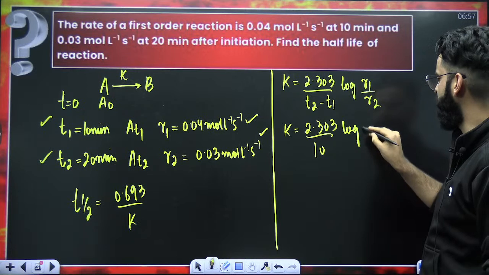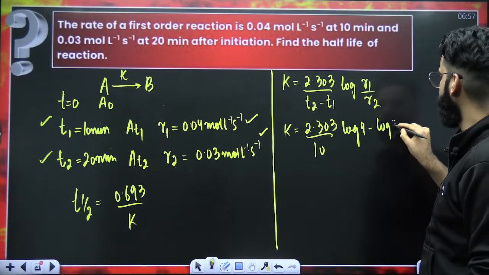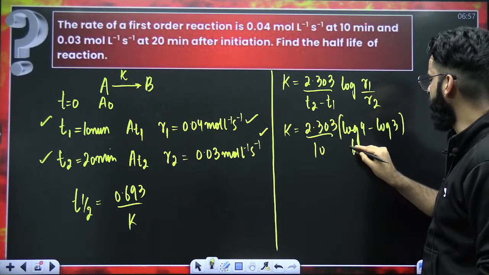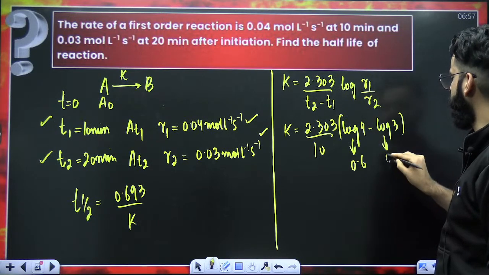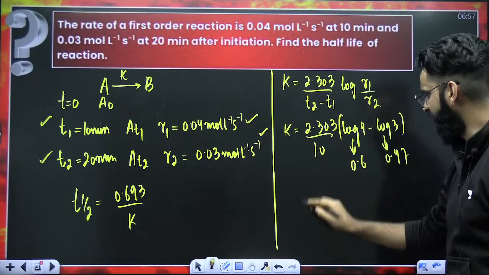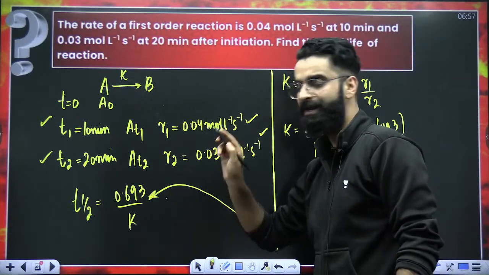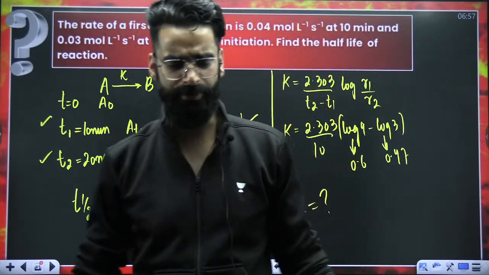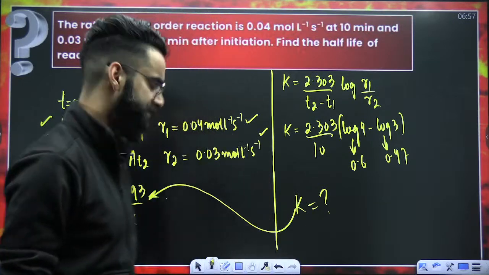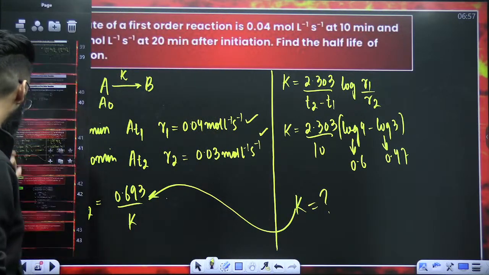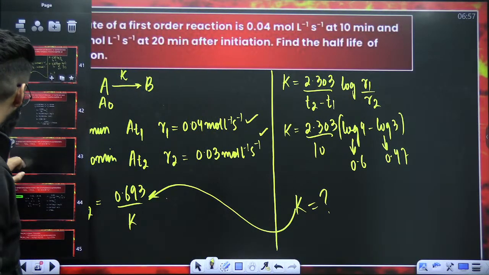So log of 4 by 3 is basically log of 4 minus log of 3. Log of 4, you already know that's 0.6. Log of 3, you know that's 0.47. Put it here, get the value of rate constant. Once you get the right value of rate constant, put it here and get the half-life. This is the general procedure of solving this question. No need to think a lot about this, right?